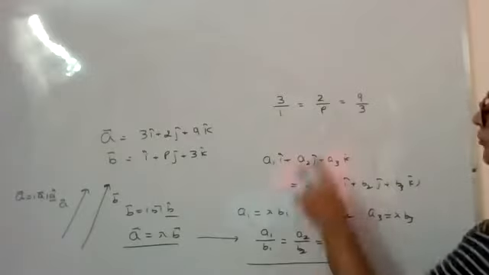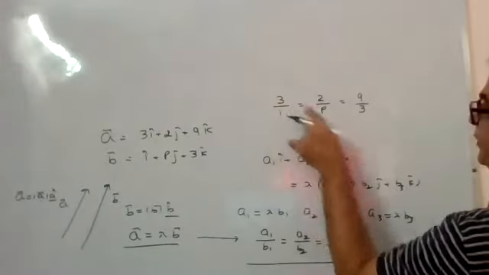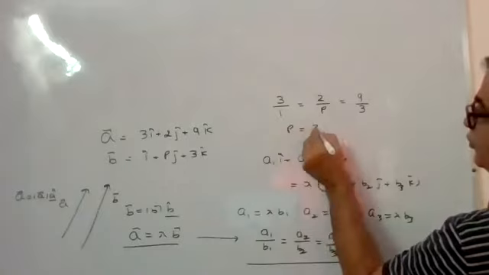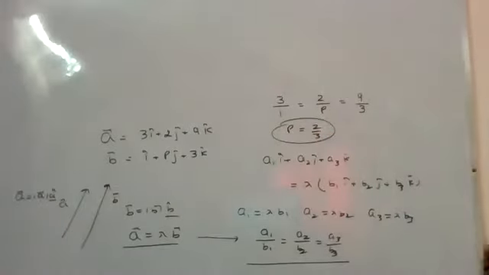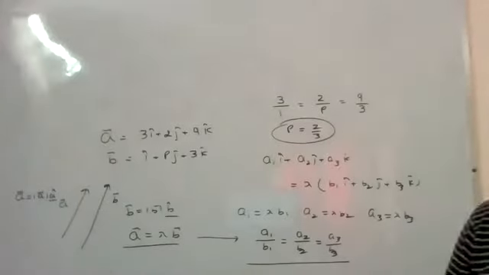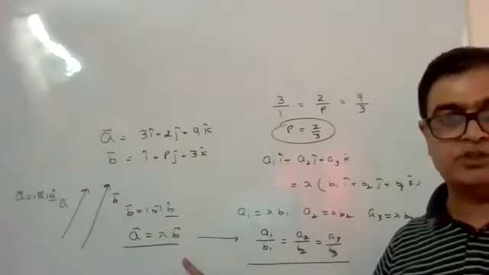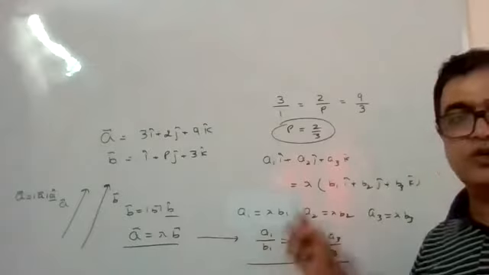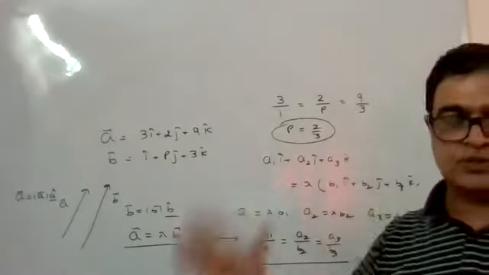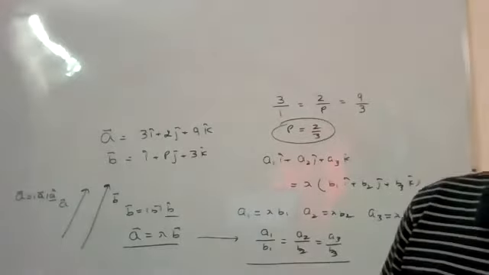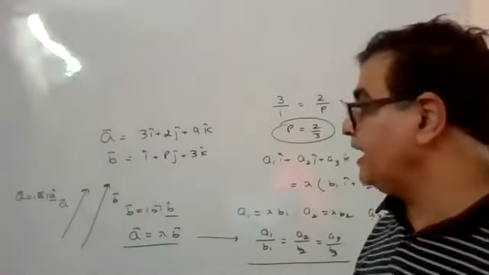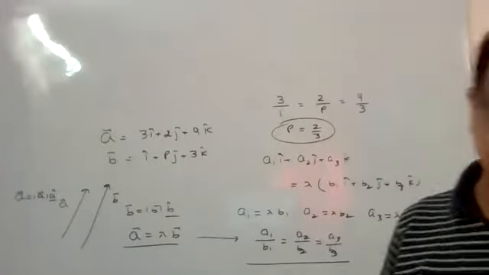Now we want the value of P, so P will go this side and 3 will come this side. So P comes out to be 2 by 3. So this is the condition. You should remember that if two vectors are parallel, one will be lambda times of the other, or the components are in proportion. Right, next question please. If they are perpendicular, please find out yourself.